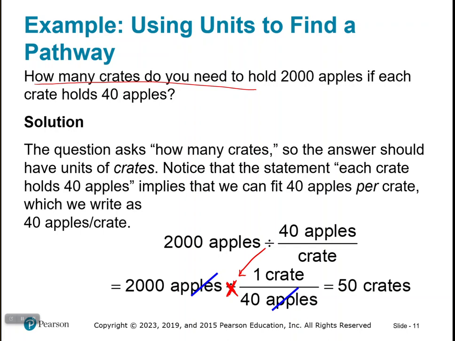I couldn't find a successful way of editing that, so I wanted to point it out in the video. Division turns into multiplication of the reciprocal. So 40 apples in one crate is one crate holds 40 apples. Now an apple, just as a unit, cancels the apple in the denominator. This is always assumed to be over 1. So we have 2,000 divided by 40 is 50. Apples cancel out. Crates. We'll have 50 crates to hold 2,000 apples at 40 apples per crate.